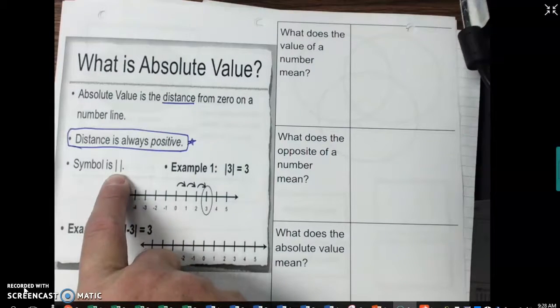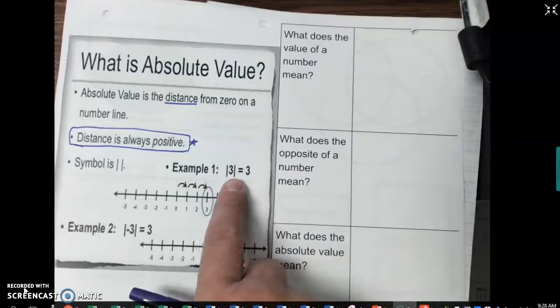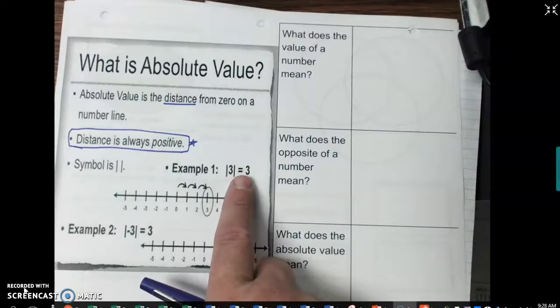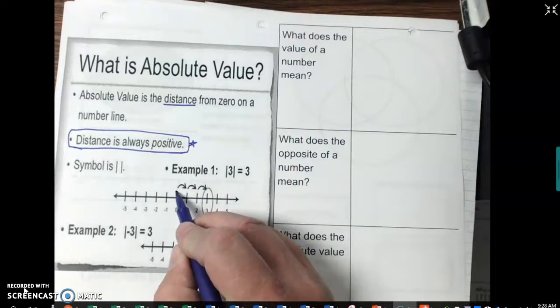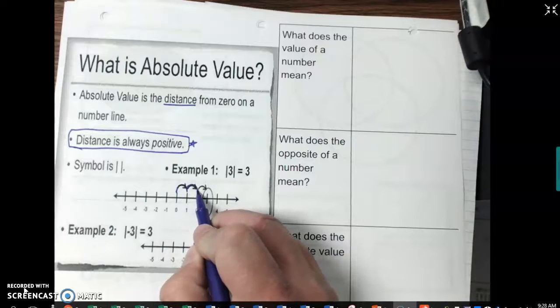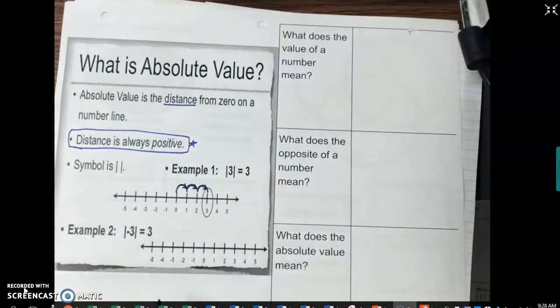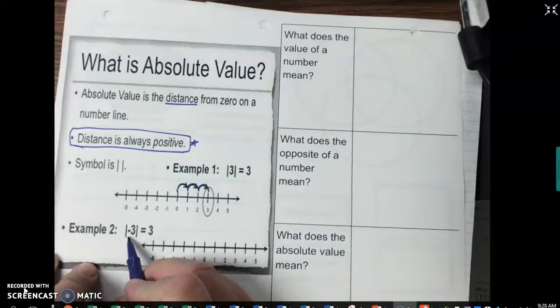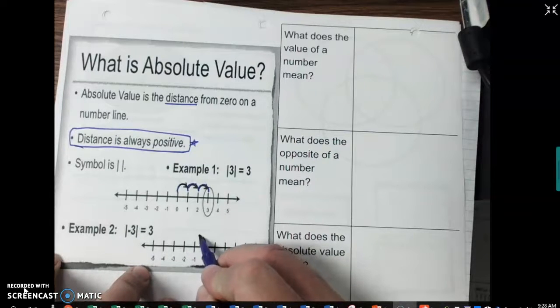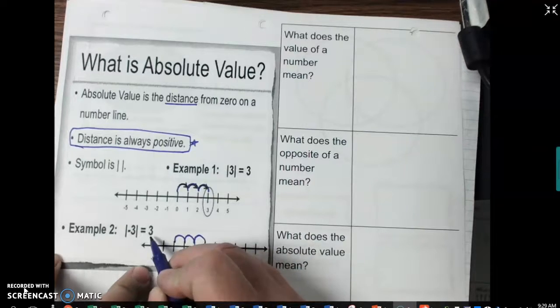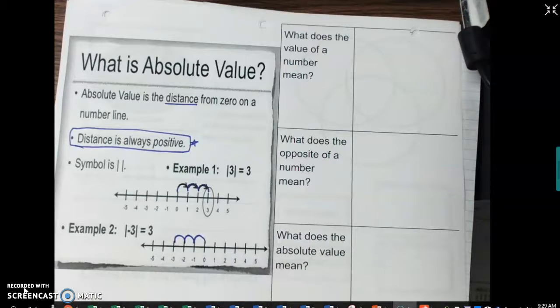The absolute value symbol is two parallel lines. And to know what number, you put the number between the parallel lines. So the example here is the absolute value of 3 is 3 because if we start at 0, we go 1 space, 2 spaces, 3 spaces away from 0 is 3. The absolute value of -3, we start at 0 and we go 1 space, 2 spaces, 3 spaces, is also 3 because it is also 3 spaces away. Does that make sense?